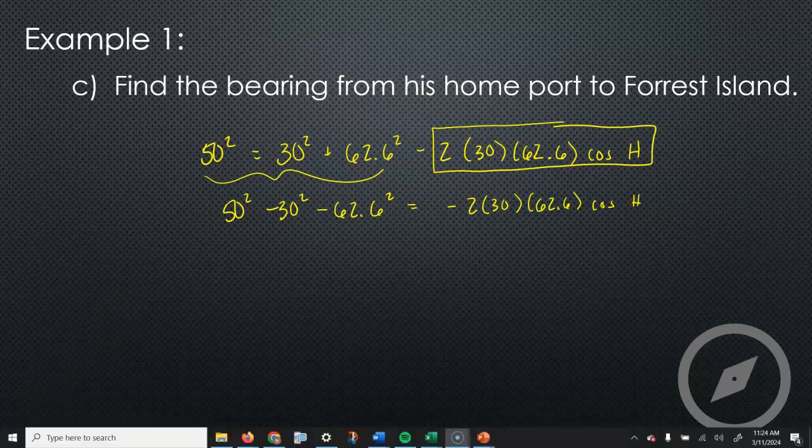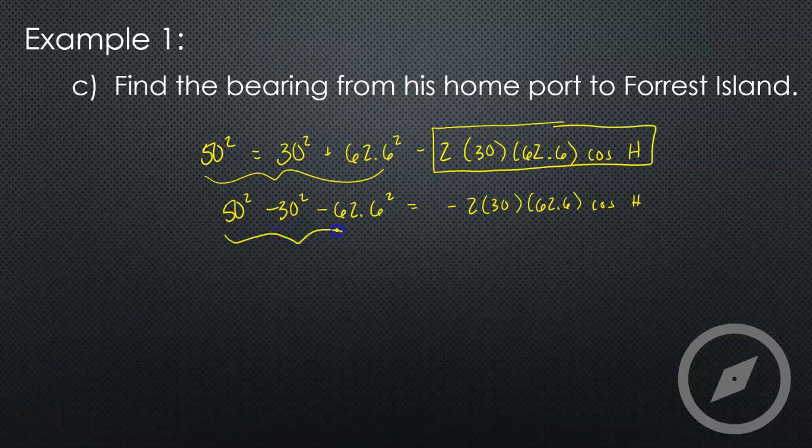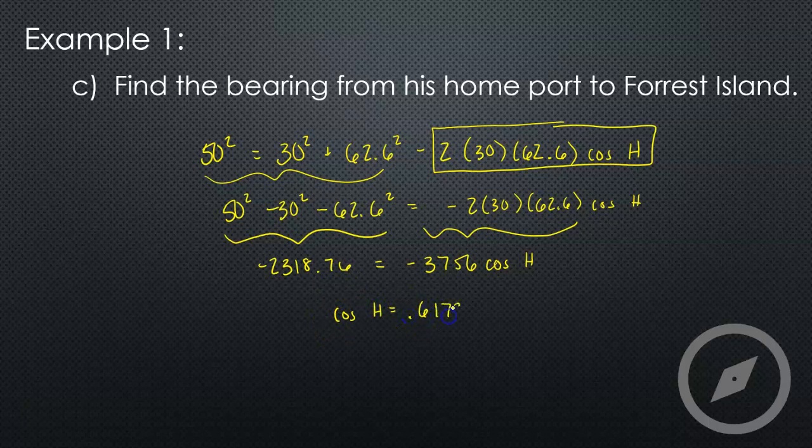All right. So when you do that, this answer over here on the left side will be negative 2,318.76 equals, and this over here will end up being negative 3,756 times the cosine of h. So if we divide both sides by negative 3,756, we get that the cosine of h equals this decimal, 0.6173. Then remember, we take the inverse cosine of that. And so that little angle there, angle H, will end up being 52 degrees.